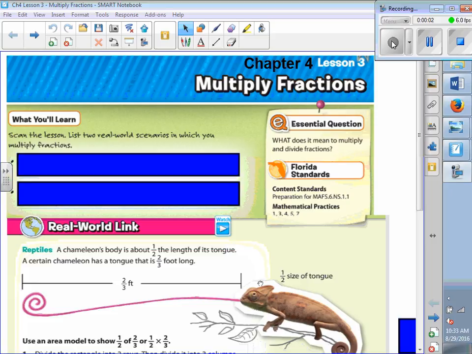Lesson 3 is multiplying fractions. Okay, make sure you label your notes. Make sure you write Chapter 4, Lesson 3, multiply fractions.